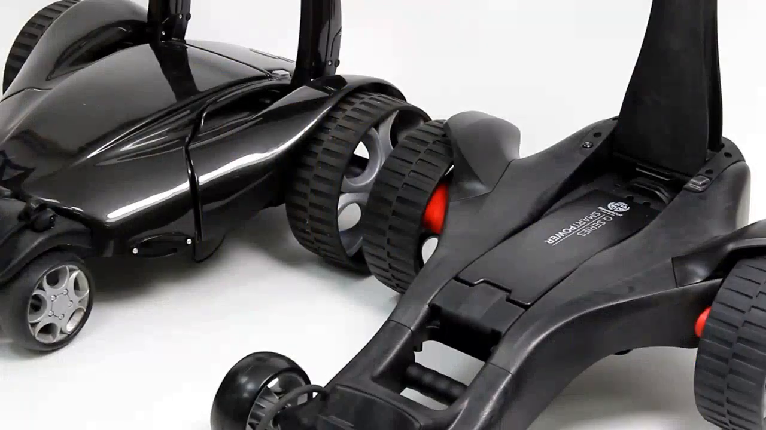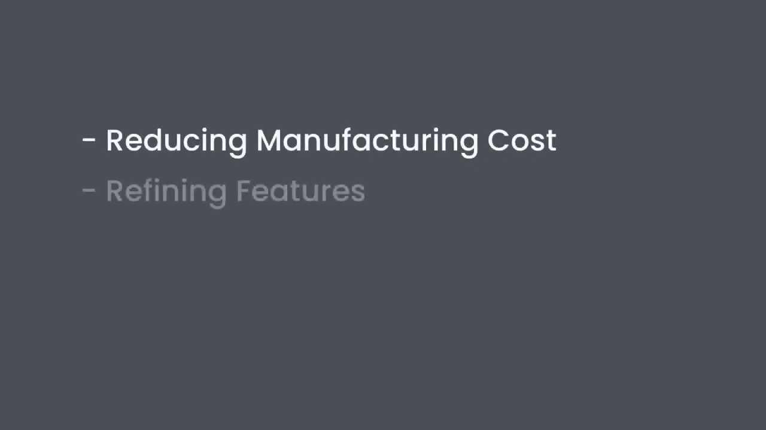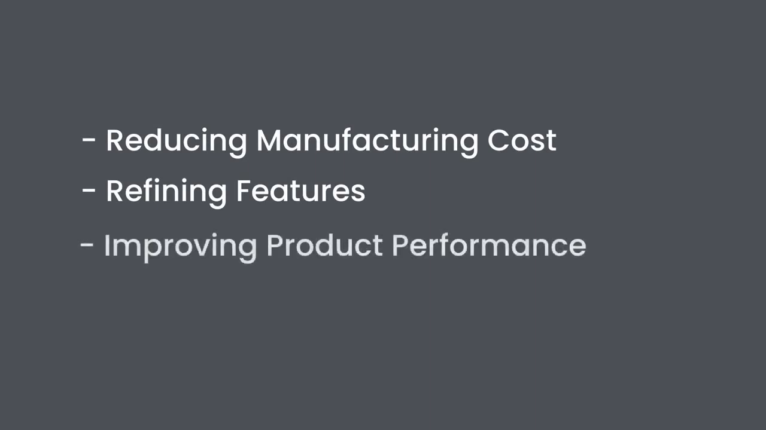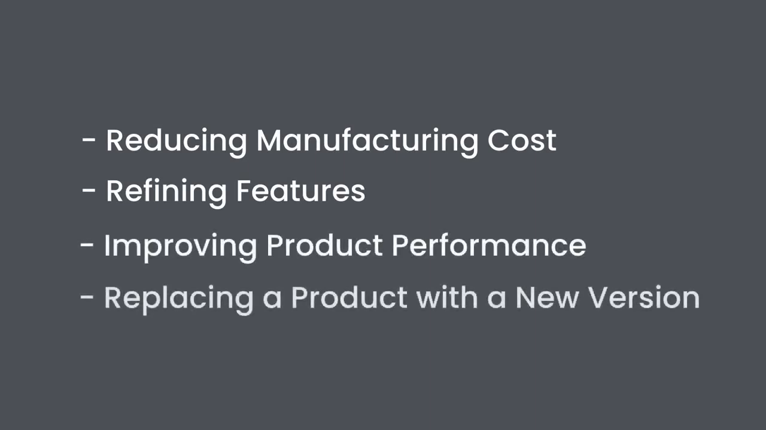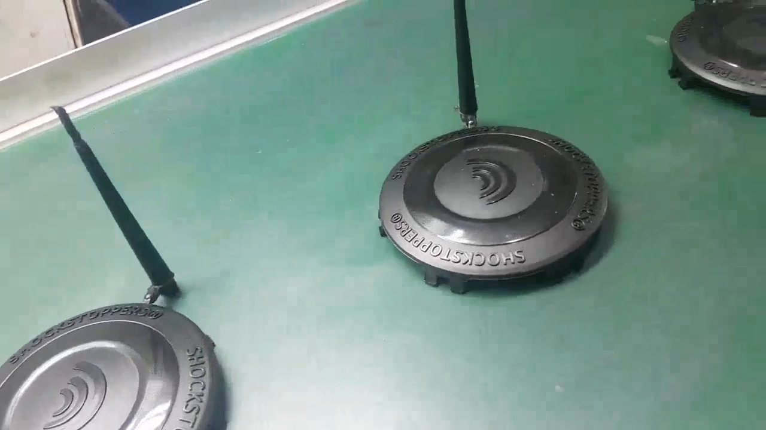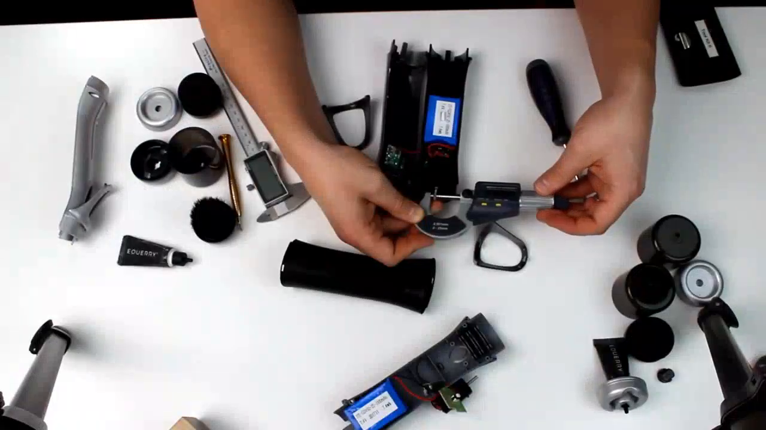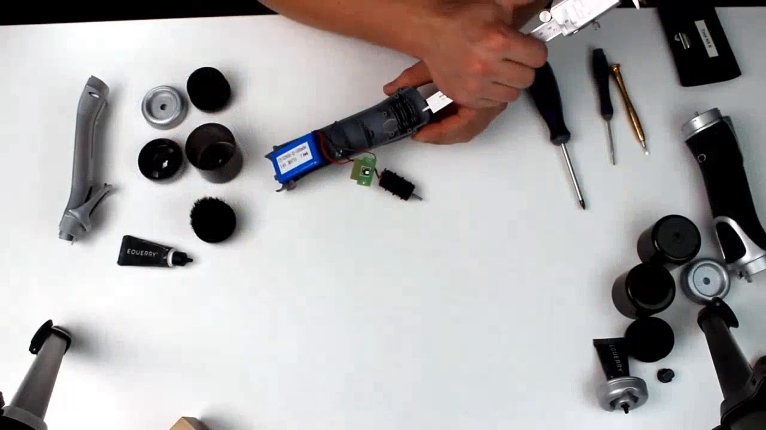The main goals of reverse engineering in the context of product improvement are reducing manufacturing cost, refining features for improved usability, improving product performance and durability, replacing a product with a new, updated version. By simplifying a product's manufacture, its costs can often be significantly reduced whilst also improving its performance. As I said at the beginning, how can you use reverse engineering to save yourself thousands of pounds?